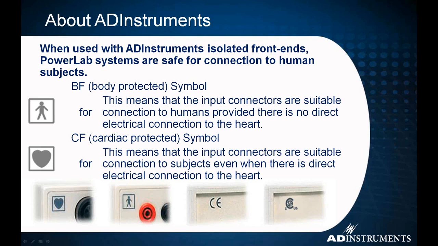So for actual connection to humans where there is no direct electrical connection to the heart, you'll see this on our isolated stimulators, on our bioamps, and a few other devices. I believe only the blood pressure amp provides the cardiac protection symbol right now, but there may be a few other ones out there that I'm missing. But definitely be sure that before you connect to a human subject you have this body protected symbol, or if you're doing a direct connection to the heart, that you have this cardiac protection symbol.